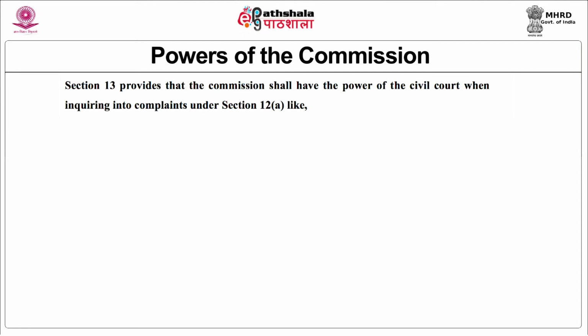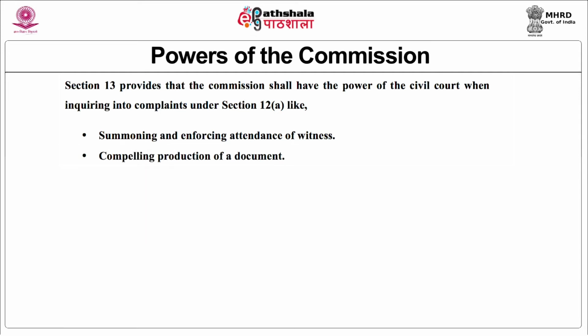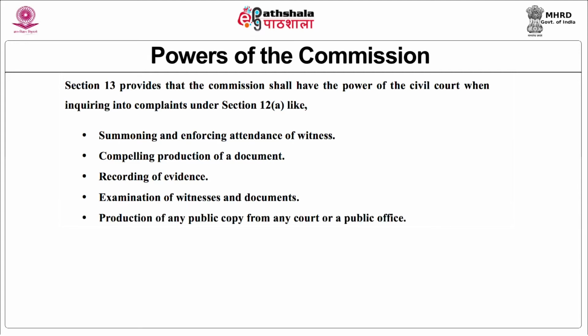Insofar as individual complaints of human rights violations committed by public servants, both acts of commission as well as omission, are concerned, NHRC shall have the powers of a civil court inquiring into complaints under Section 12A. They can summon and enforce the attendance of witnesses, they can compel production of a document, and just as a civil court has, they can record evidence, examine witnesses and documents, and they can also demand production of any public copy from any court or a public office, and they can compel any person to furnish information under this Section 13 of the Protection of Human Rights Act.